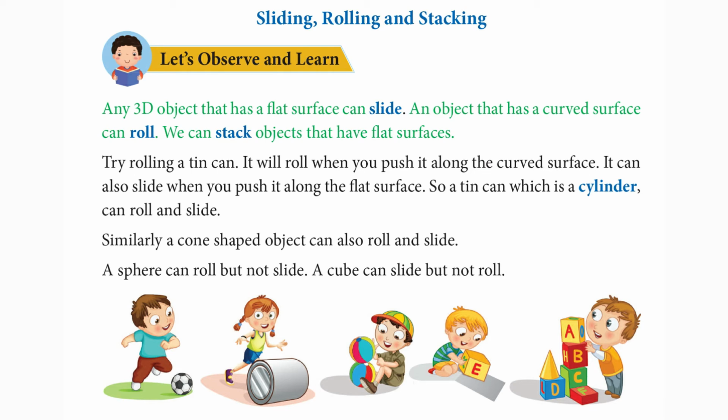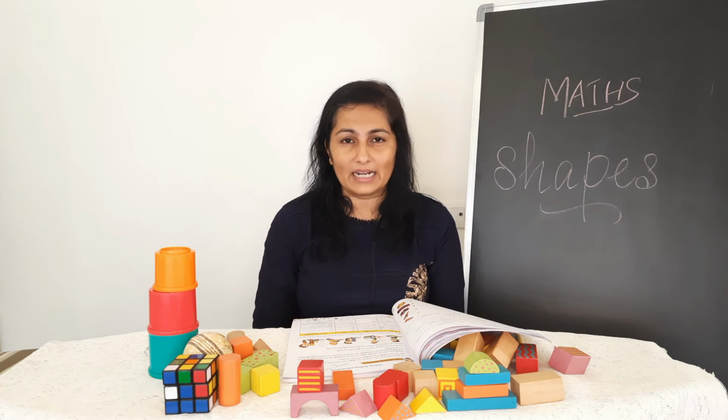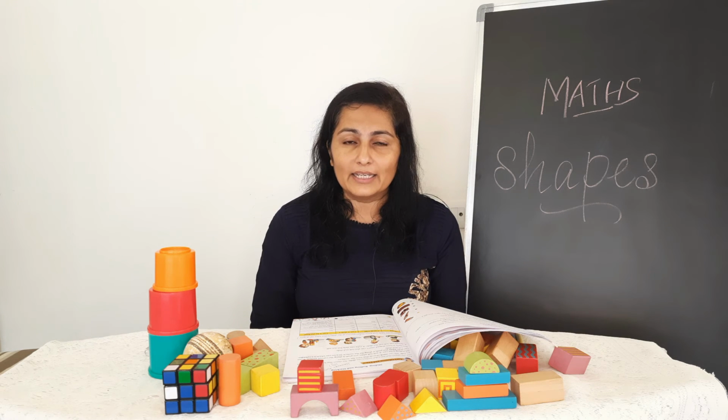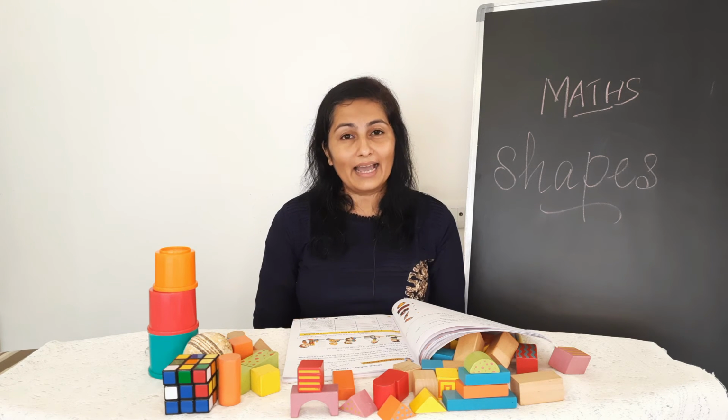Okay? Any 3D object. So 3D objects has a flat surface and that flat surface can definitely slide. And if an object has a curved surface, then it can roll. Okay, the second new term we learned. And we can stack objects that have flat surfaces. Okay, so from this sentence in your textbook, we can understand that any 3D objects that has a flat surface can slide and can be stacked.